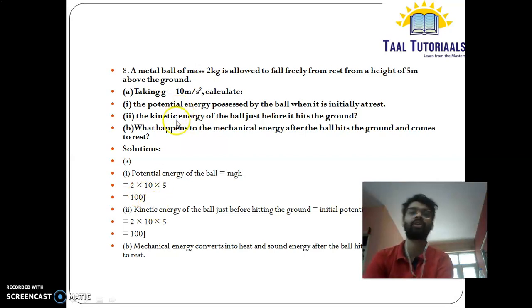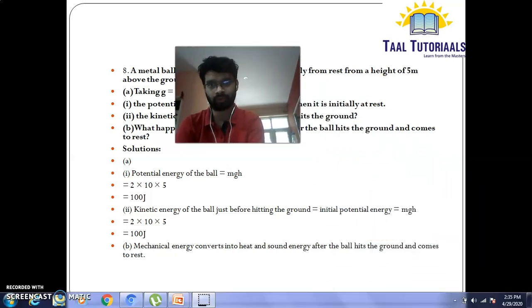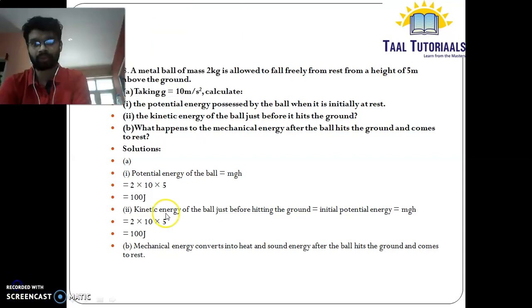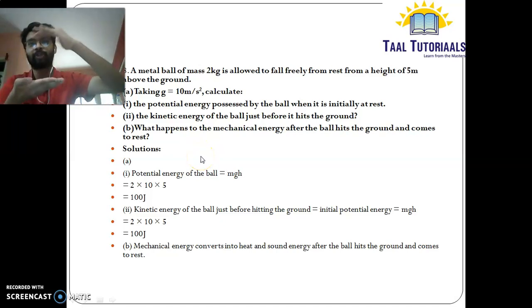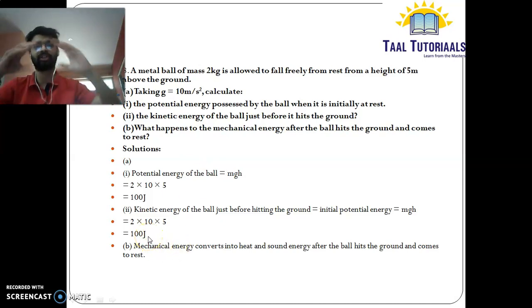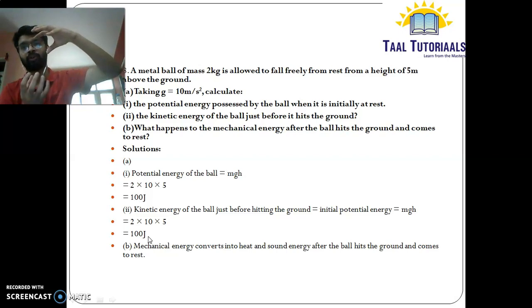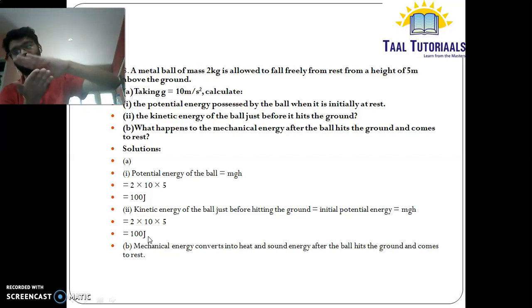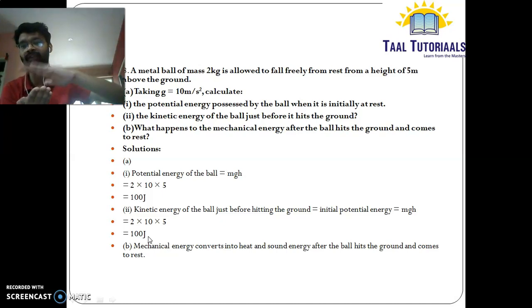Now second question is, what is the kinetic energy of the ball just before it hits the ground? The kinetic energy of the ball just before hitting the ground is the same as the initial potential energy. So it will be again mgh and again it will come back to 100 joule. If it is falling down and we are told to find the kinetic energy just before hitting the ground, that itself is the potential energy because it is stopping here. So we are using the same formula mgh. So 2 into 10 into 5, that becomes 100 joule.